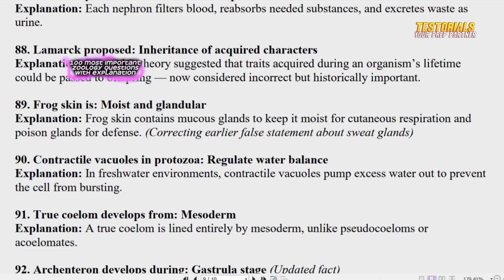88. Lamarck proposed inheritance of acquired characters. Explanation: Lamarck's theory suggested that traits acquired during an organism's lifetime could be passed to offspring, now considered incorrect, but historically important. 89. Frog skin is moist and glandular. Explanation: Frog skin contains mucus glands to keep it moist for cutaneous respiration and poison glands for defense, correcting an earlier false statement about sweat glands.